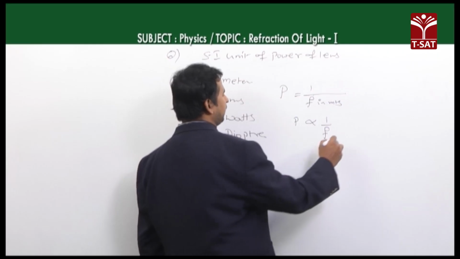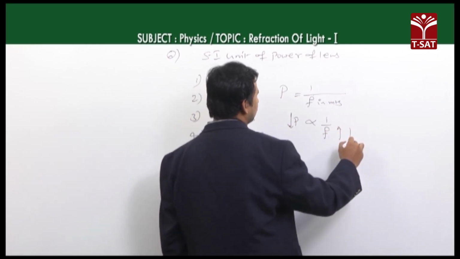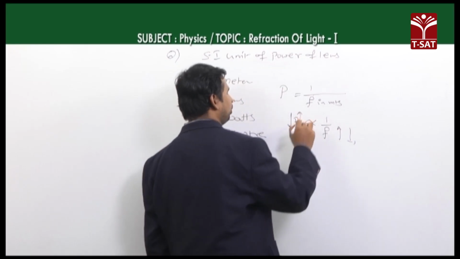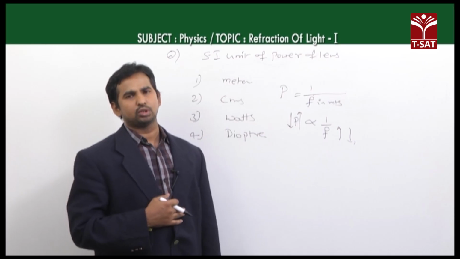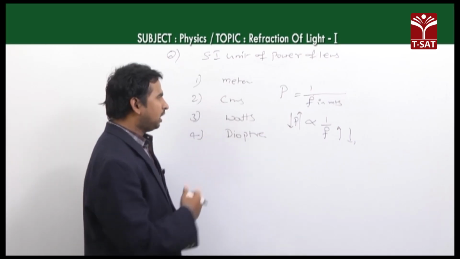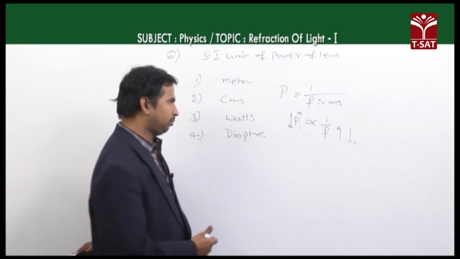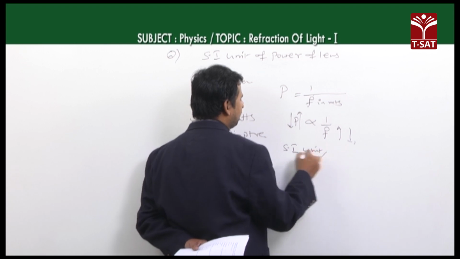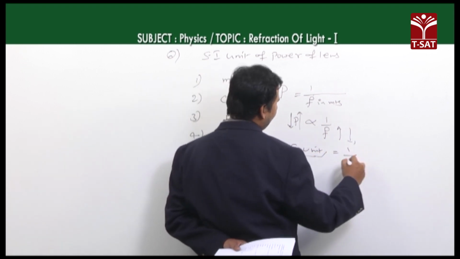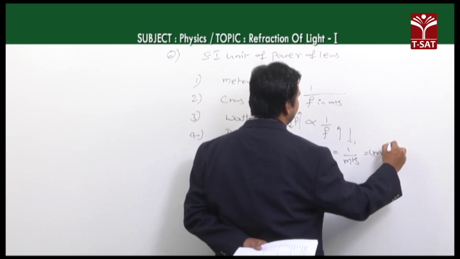Having more focal length, the power of the lens is less, and when you have less focal length, its power is more. So both are inversely proportional to each other. In the case of 1 by f, that f we have to take in meters. So the SI unit becomes 1 by meters, which we can also write as meter inverse.